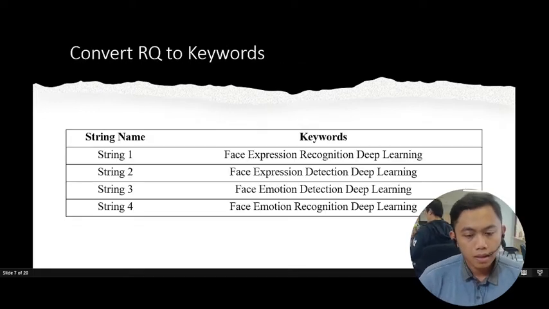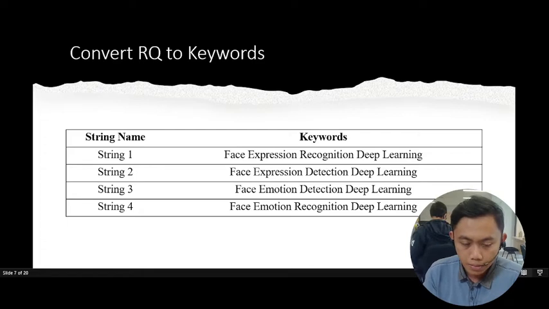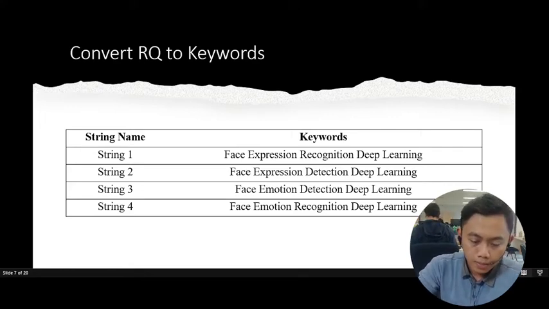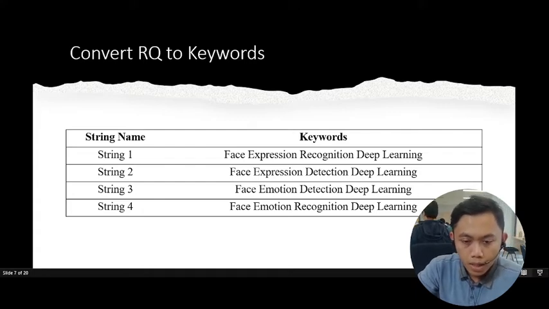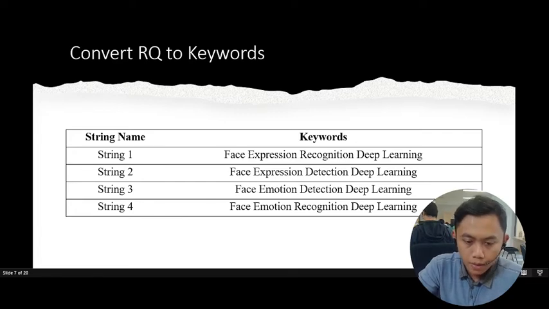And there are the keywords that we are using to find the answers to the research questions. The first is string 1, face expression recognition deep learning. String 2, face expression detection deep learning. String 3, face emotion detection deep learning. And string 4, face emotion recognition deep learning. We use those strings to find papers containing those words, especially face expression, face expression recognition, and deep learning.